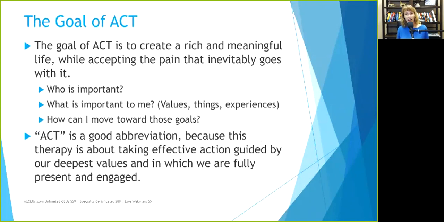The goal of ACT, as with most of our other interventions, is to create a rich and meaningful life while accepting that pain inevitably goes with it. There's going to be times that things just suck, and I'm sorry, it happens. You know, people go away, you'll have losses, you will have disappointments, but they don't last forever. It's important we help people understand, when they're creating this rich and meaningful life, all right, maybe things are not going the way I want them to right now, but let's get back to basics.